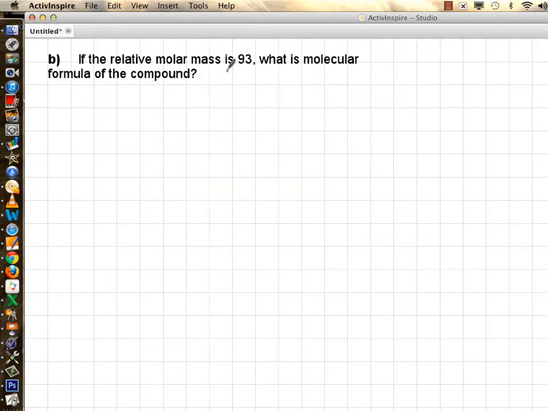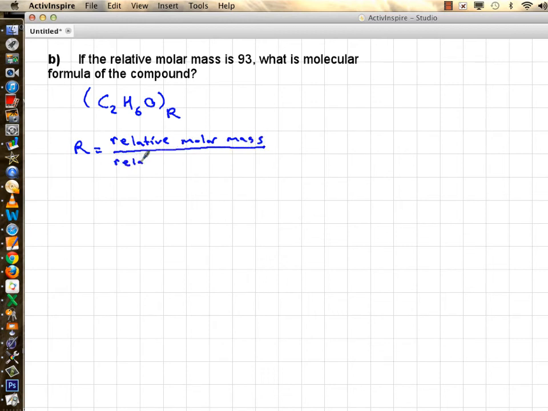Now let's go to the other slide and see how we are going to solve for the molecular formula. If the relative molar mass is 93, what is the molecular formula? So you have C2H6O, and you're trying to find out the ratio that you're multiplying it through. This ratio is simply molar mass divided by empirical mass. Since the question says relative, I'm going to squeeze it in: relative molar mass divided by relative empirical mass, so it just becomes a number. The word relative simply says there is no unit. Otherwise, you would have units of grams per mole.